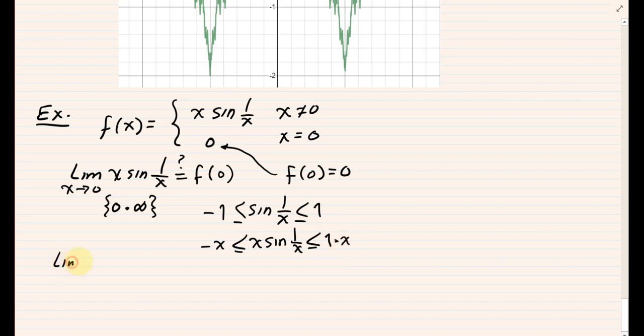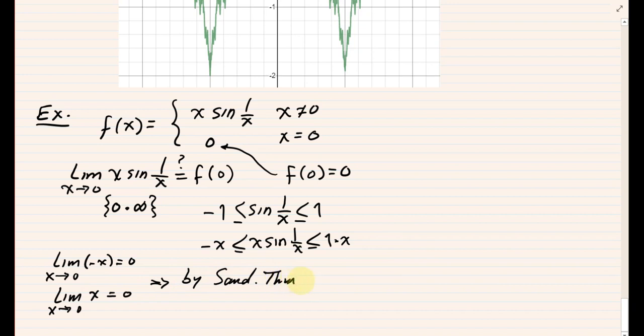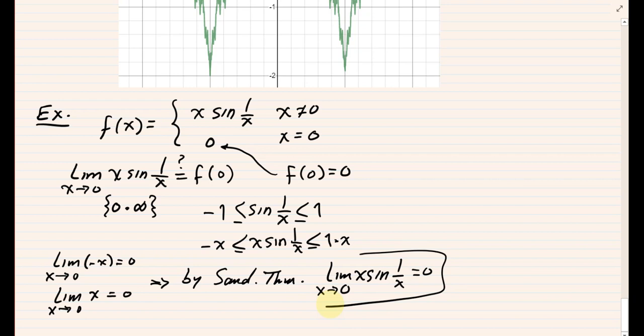Now, if I look at the limit of negative x as x approaches 0, that's going to be 0. And the limit as x approaches 0 of x, on the right side of the inequality, is also 0. So from this, by the sandwich theorem, the limit of x sine 1 over x would be 0 as x approaches 0. Perfect. So we showed that the limit of the function equals f at 0.